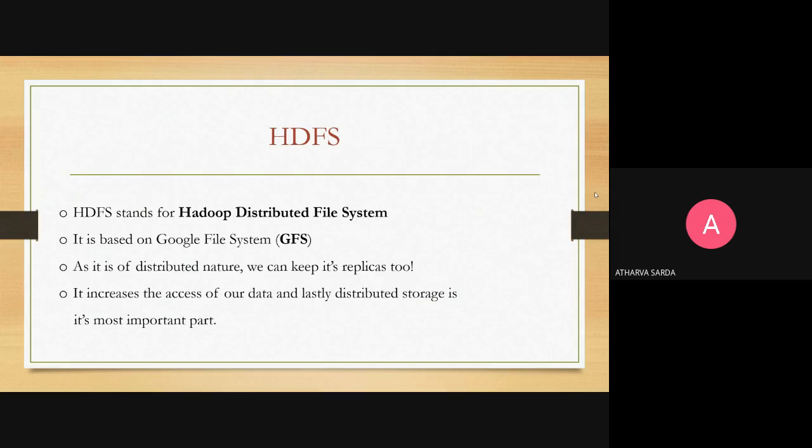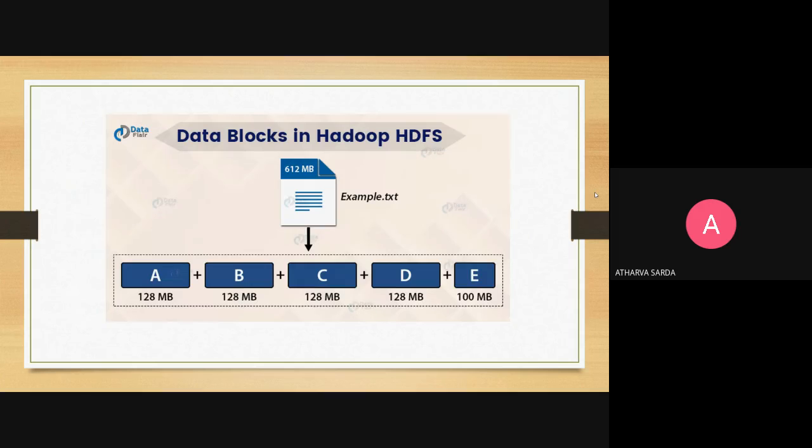And lastly, distributed storage is its most important part. Let's look at what we mean by distributed storage. If data of, suppose, 612 MB is inserted, it is distributed into 4 to 5 different parts as shown in these images. This is the working of HDFS.